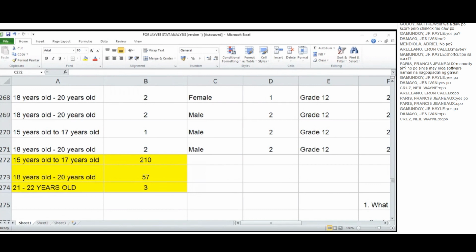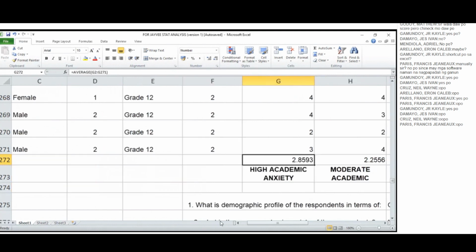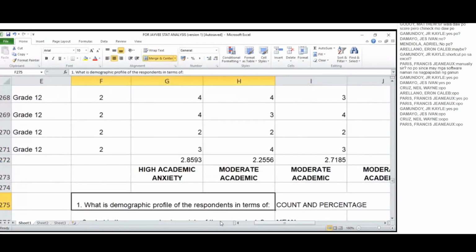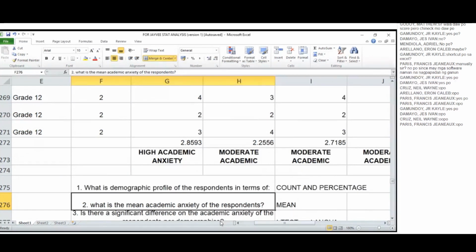I will not be discussing all of the commands in Excel. I think I will just leave it to you to find out how to use those commands. So basically, we're done with the first research question. We've already answered the first research question. So the next thing that we need to do is to answer the second research question, which is the mean academic anxiety. Here we will be using mean as our statistical treatment.